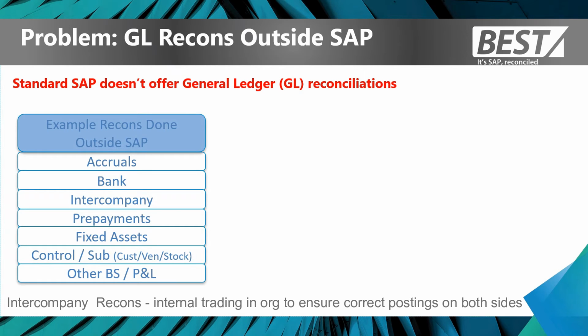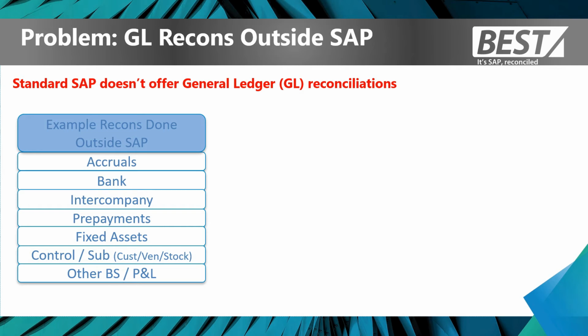Intercompany reconciliation is often one of the biggest pain points. And these are required where you're internally trading within your organization to ensure that you're making the postings on both sides. Whether the intercompany is between companies or say within the same company code but between profit centers or simply between an internal customer and an internal vendor.